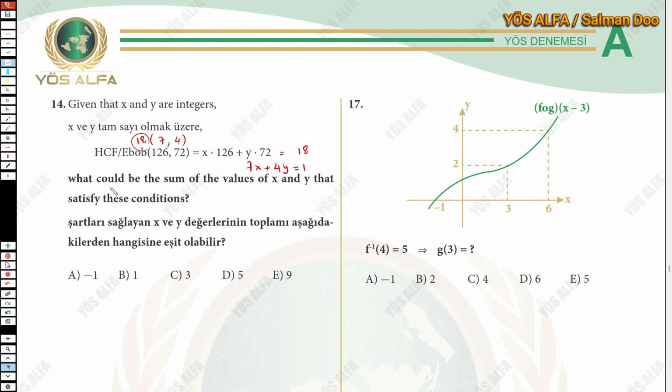So the question asks, what could be the sum of the values of x and y? One of the pairs of x and y that could satisfy this expression is when y is equal to 2 and x is equal to minus 1. We have 8 minus 7, and the summation is 1. So x plus y is 2 minus 1. It's 1. The answer is B.